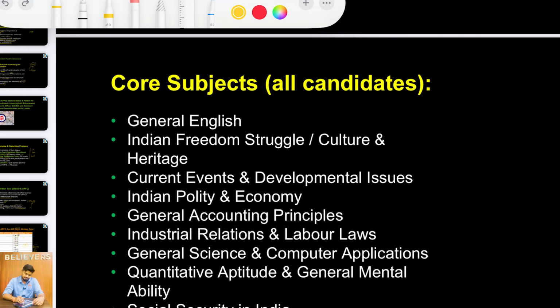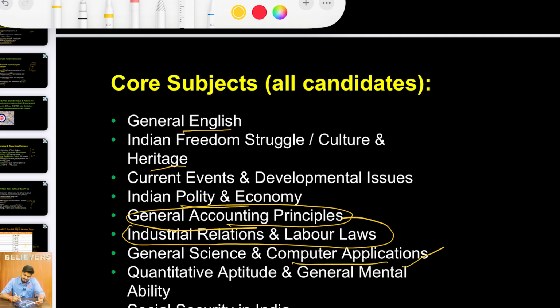Okay. Next, very important, the syllabus. First we'll discuss the core subjects, and after that we'll go into detail. The core subjects for all candidates, including EPFO, AO, EO, as well as APFC, are General English, Indian freedom struggle and cultural heritage, current events and developmental issues, Indian polity and economy, general accounting principles, industrial relations and labor laws, general science and computer applications, quantitative aptitude and general mental ability, social security in India.